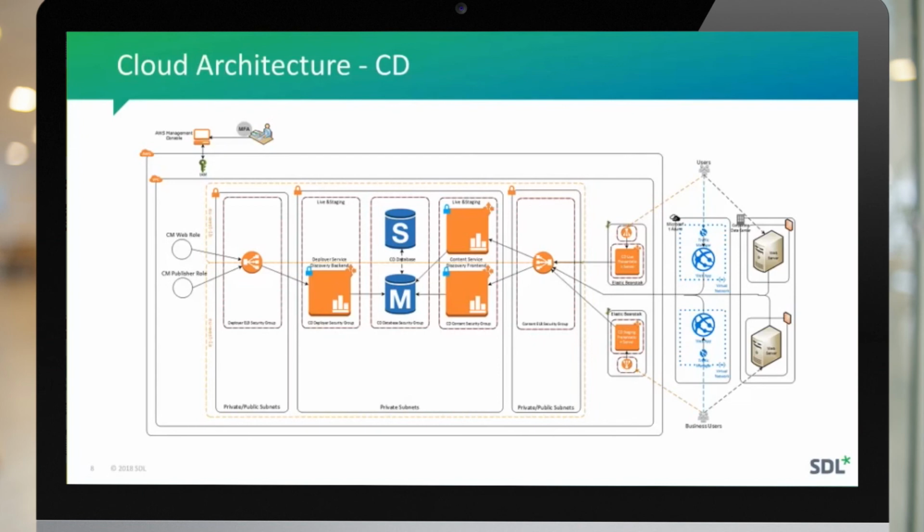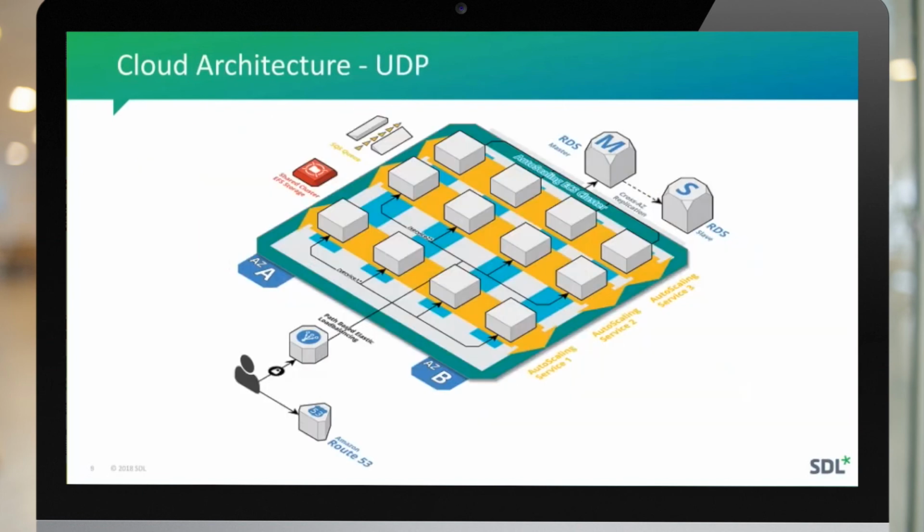But with Sites 9, we are moving to a new model. As you must have heard on the previous webinars, we're moving to the unified delivery platform. So in the cloud architecture also there are quite a bit of changes. We are moving to a containerized deployment architecture. So here you can see an auto-scaling ECS cluster. This is basically the cluster which will host all your containers.